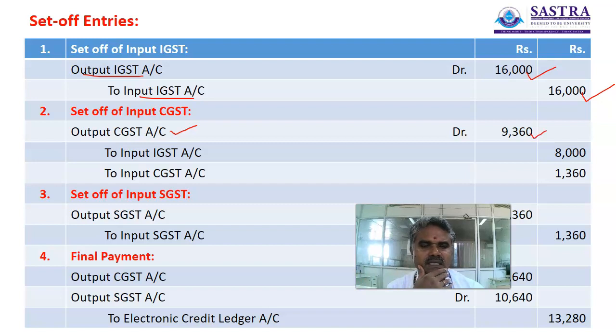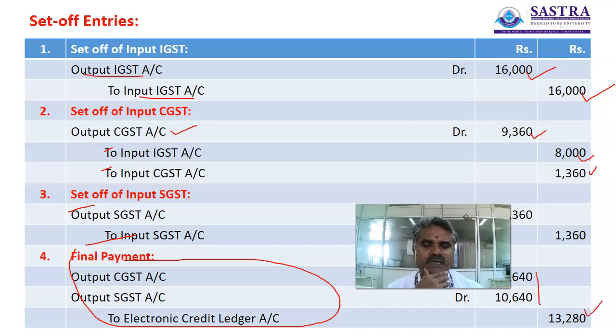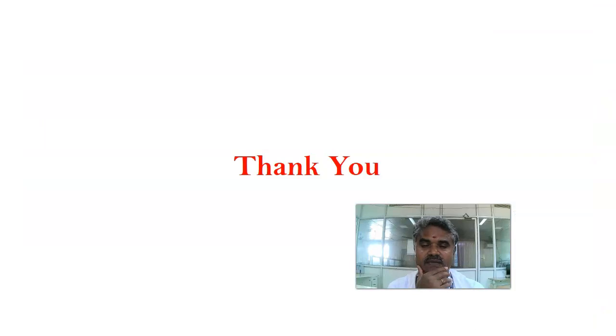Okay, 9,360, 8,000, then input SGST, then set off. Okay, SGST. This is a final payment entry. Output CGST account debit, output SGST account debit to electronic ledger. This is a final payment you have to make. So these are the methods of passing entry and methods of adjustment and final payment.